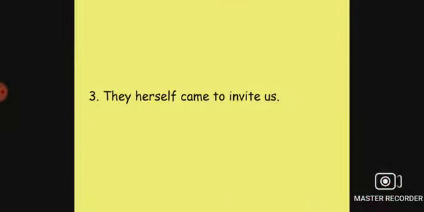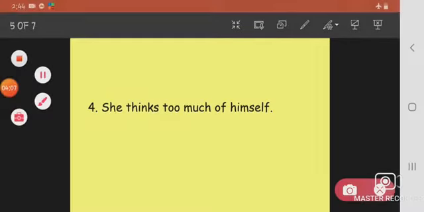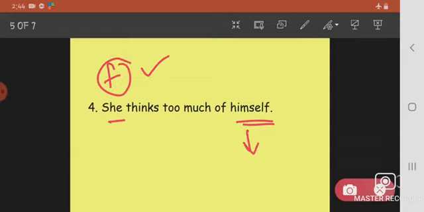Very good. Next, she thinks too much of himself. She thinks too much of himself. Let's correct it first. You have to try. She thinks too much of himself. With she, what will we use here? She is feminine, right? So we will use, she thinks too much of herself. Very good.